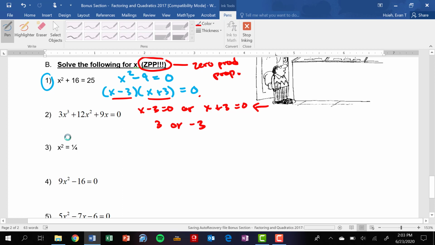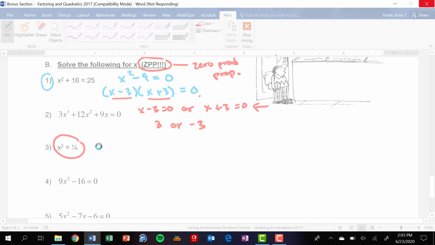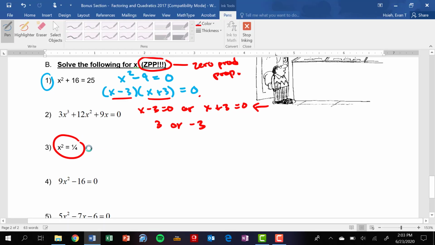The other way you can do it is something like this one here, where you bring everything over to the right side, and I just square root both sides. So it's the square root of x squared equals the square root of 1/4, and I get the absolute value of x equals a half, or x is equal to plus or minus 1/2, like that.